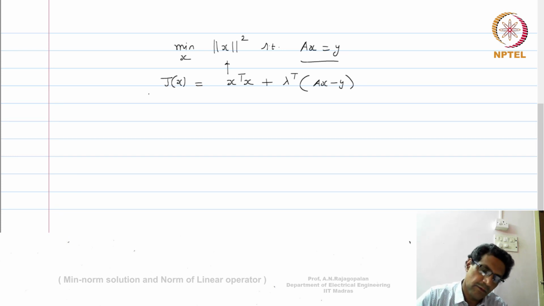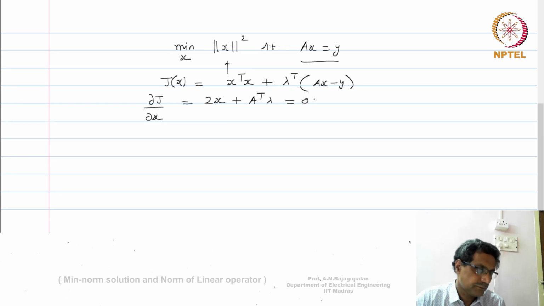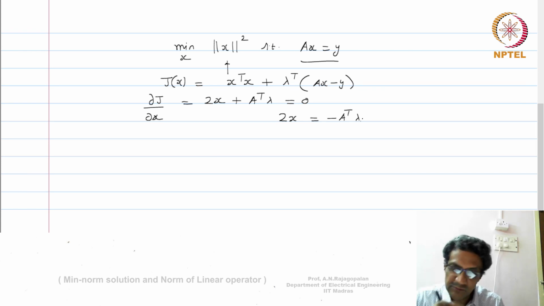It becomes like this. Now we can look at ∂J/∂x. That in this case will be 2x plus lambda transpose Ax, whose derivative is A transpose lambda, as I already said. The third term, of course, doesn't even involve x at all. Therefore, you get this as 0. Or what you can say is 2x equal to minus A transpose lambda. 2x equal to minus A transpose lambda.